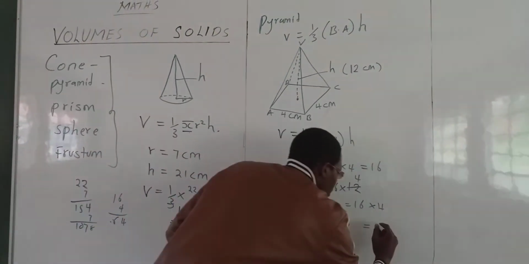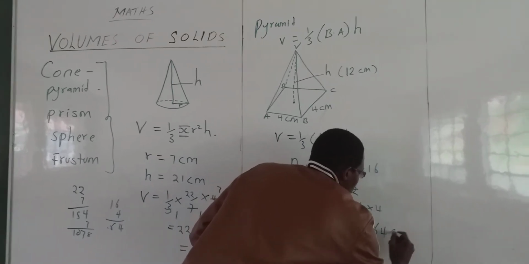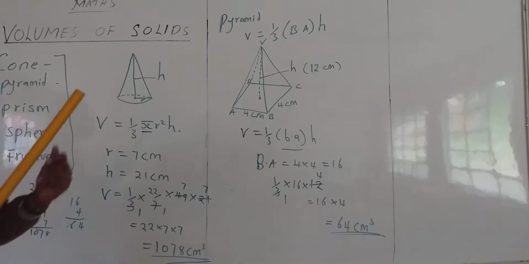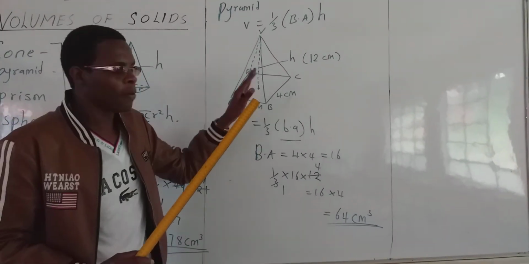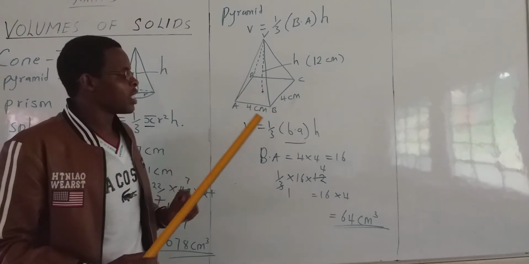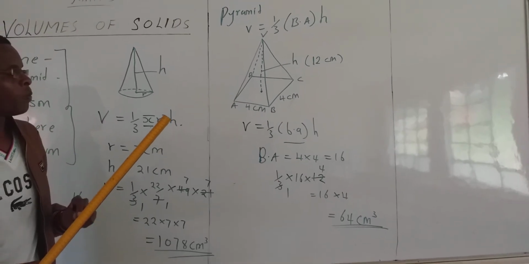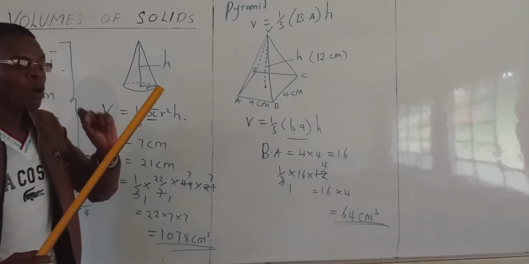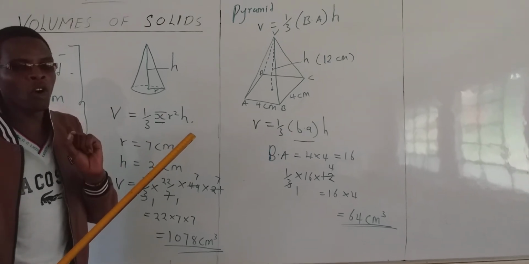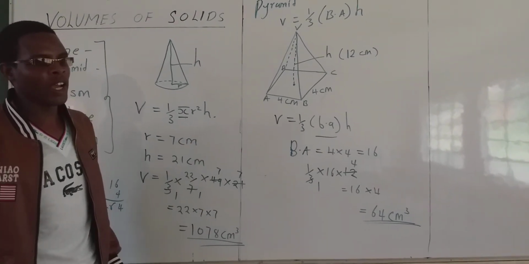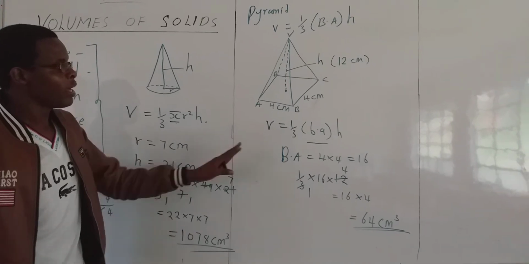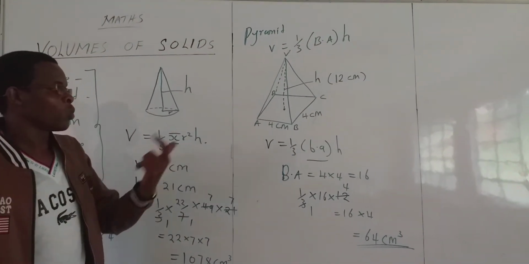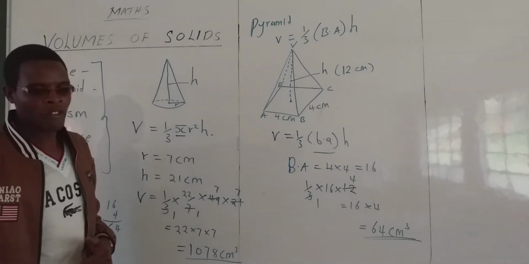64, which is going to give us 64 cubed centimeter. So the volume of this given pyramid is going to be 64 cubed centimeter. That is how we can find the volume of a pyramid, given the specific measurements, which we call the variables.